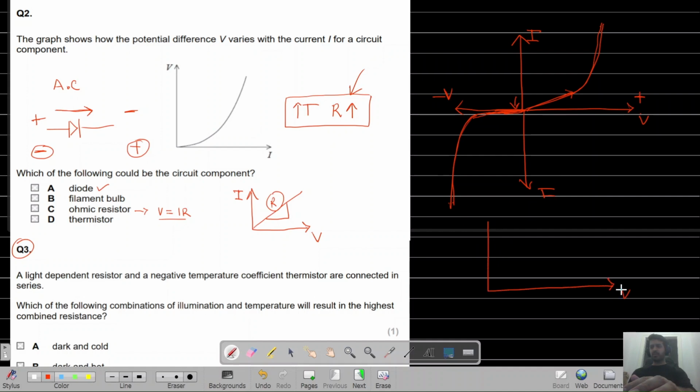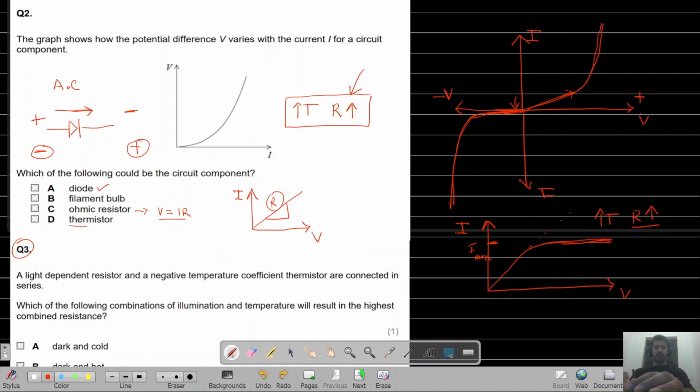Therefore the graph for a filament bulb looks something like this: voltage on the x-axis and current I on the y-axis. Initially the current will increase linearly, but when the temperature of the wire increases, the current will become constant. It will go like this, and this value, let's call it I max. As I explained, when the temperature increases, the resistance also increases, and because of this increased resistance, the current cannot increase linearly, and that's why it becomes constant. So this is the graph for a filament bulb.